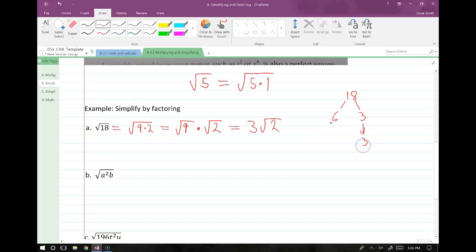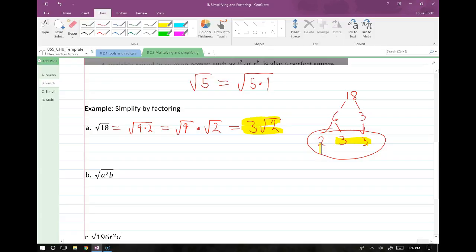I write out the factors of 6, which is 2 and 3. Then I notice in my prime factorization I have a pair of 3s, so that can be pulled out to the front. If you have pairs in your prime factorization, they can be pulled out. Then it'll be root 2, because the 2 is left. It will be 3 root 2. Because we had a pair of 3s, we were allowed to pull one of those out, and we had the 2 left because it was flying solo.